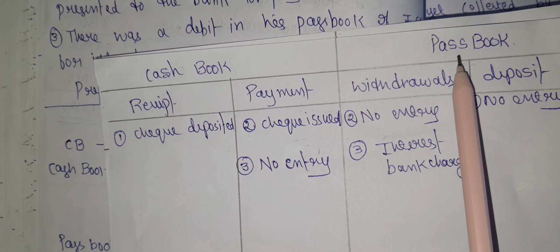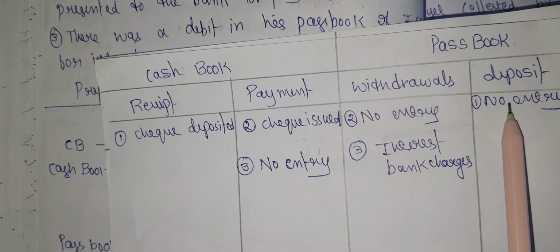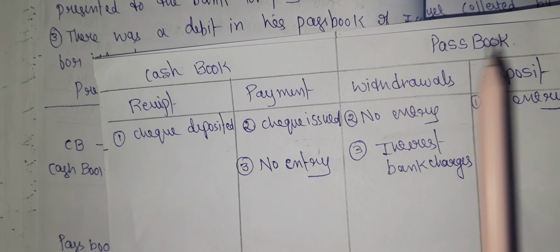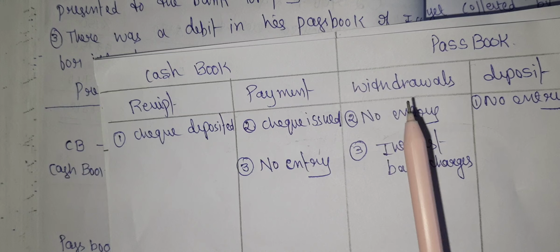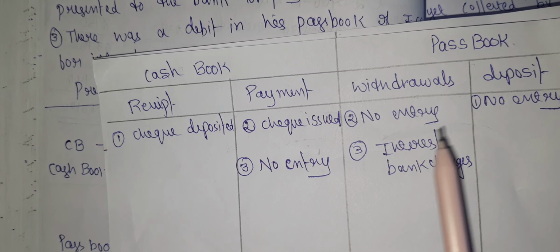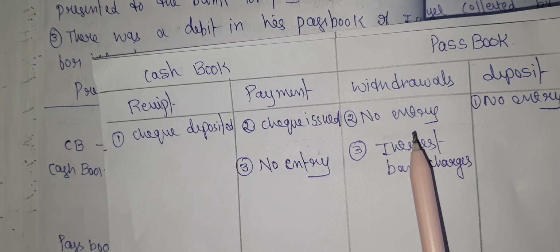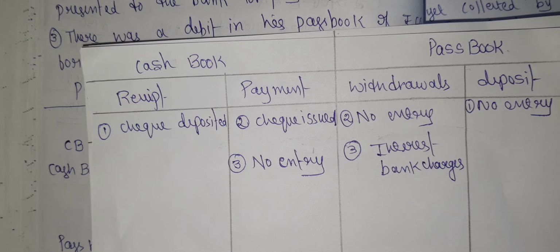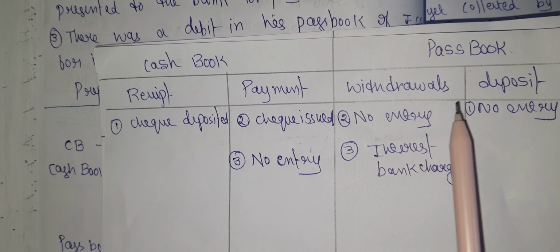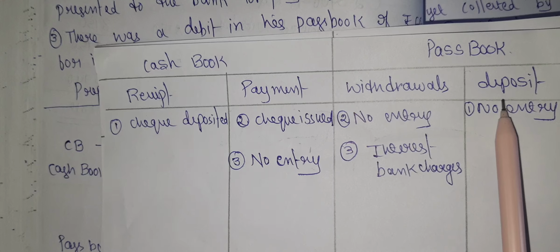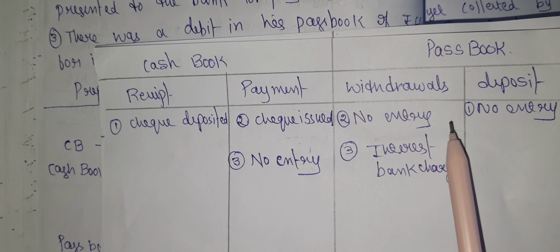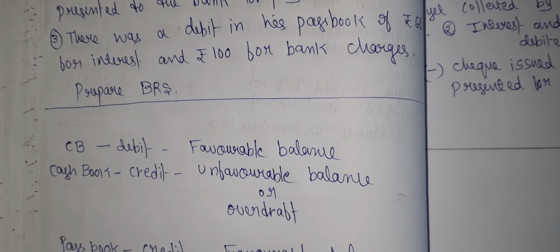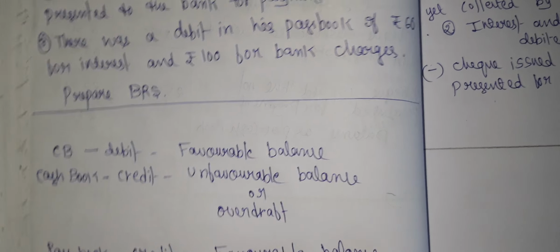Like that in the passbook, credit balance means favorable balance, which means deposits are more than the withdrawals. In the same way, passbook debit balance means unfavorable balance or overdraft, which means withdrawals or payments are more than the deposits. Okay, this is about favorable and unfavorable balance. Now let's see the problem.